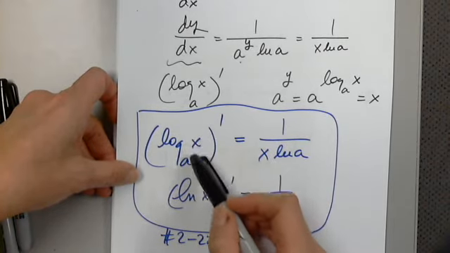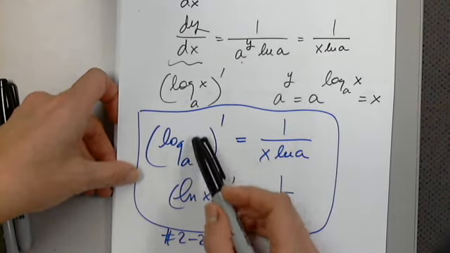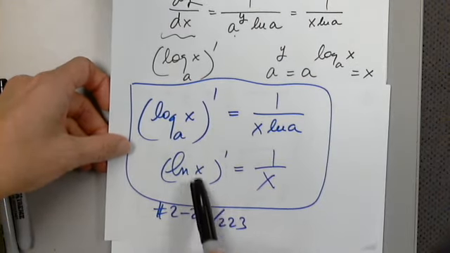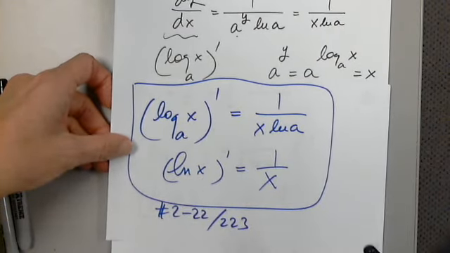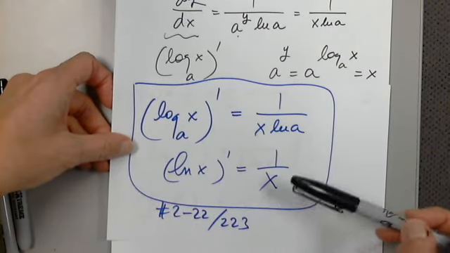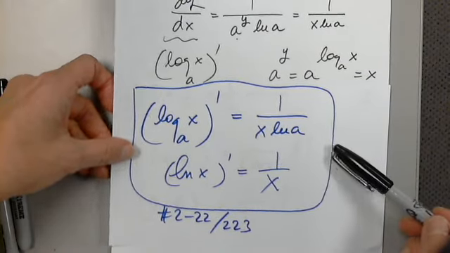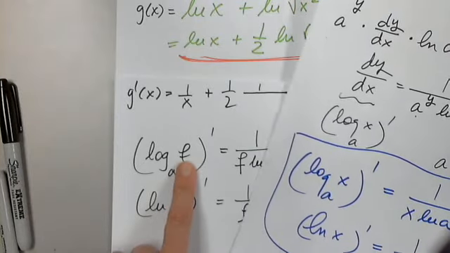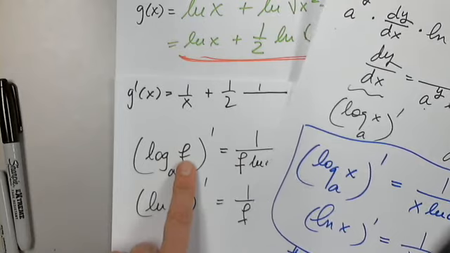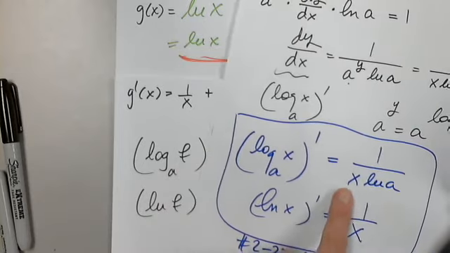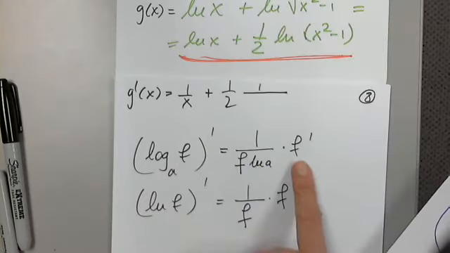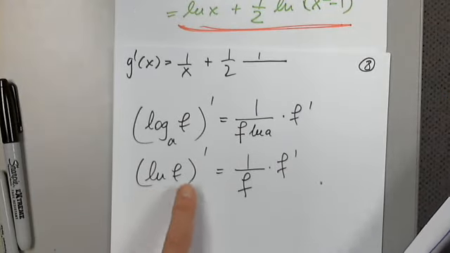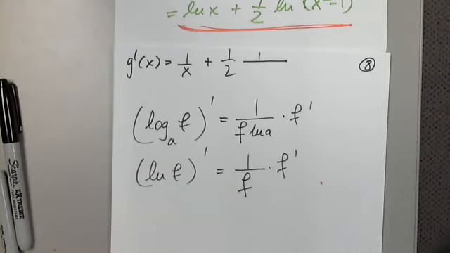But what happens if I have a function here? The only thing that changes is times f prime, nothing else. The same thing here. If I have a function, the only thing that changes is 1 over the function times the function prime. So that's what we wrote here. The derivative of log base a of f is 1 over f natural log a times f prime. And the same thing for plain natural log: the derivative of natural log of a function is 1 over f times f prime.